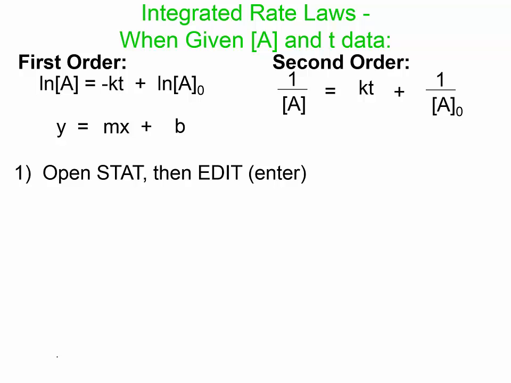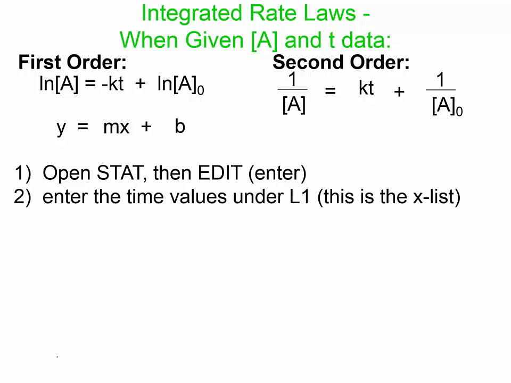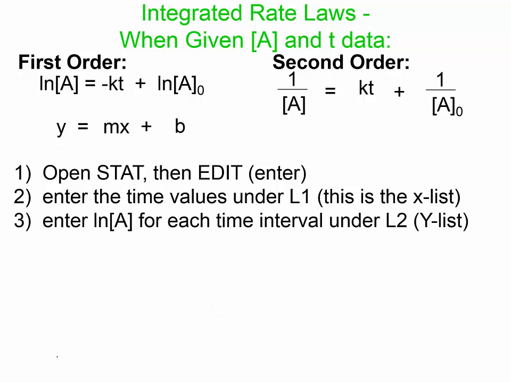So you go into stat. It's similar to when we did the vapor pressure equation, I think it's called the Clausius-Clapeyron equation. It's similar: you enter the plotted points, and then you graph it.